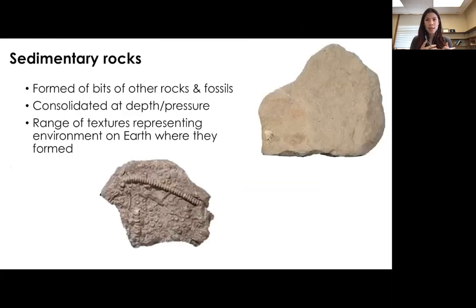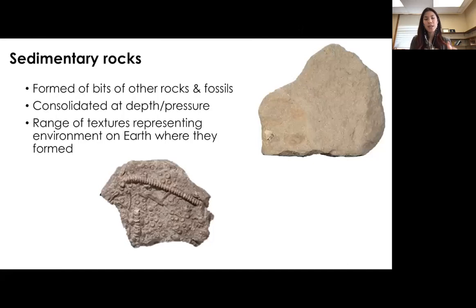In contrast to that, sedimentary rocks are actually formed of bits of other rocks or fossils. So rather than the minerals being the building blocks, the bits of other rocks and fossils are the building blocks here. They form through deep pressures and temperatures. So as these bits of other rocks and fossils are deposited along the ground, they then get buried and consolidated into a sedimentary rock instead of just a pile of other rocks.